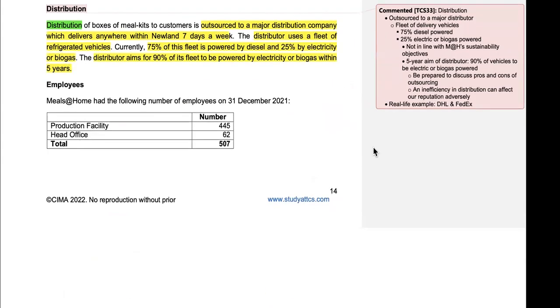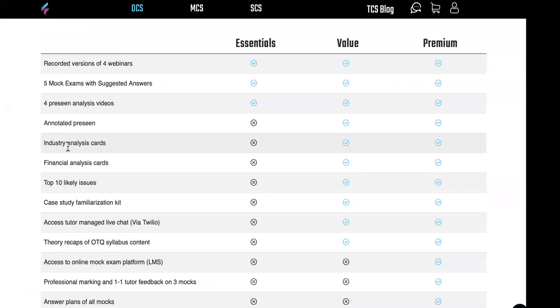So when it comes to understanding the pre-scene document, it's just a matter of going through this annotated pre-scene. Then you will have an in-depth understanding about all the information which is highlighted. And on top of that, if you watch the 4 pre-scene analysis videos, you'll get a better understanding about all the information which appears within the pre-scene document, because I myself have evaluated all these points which I've highlighted as part of the pre-scene analysis videos. So that's the annotated pre-scene, which comes under the Value pack.